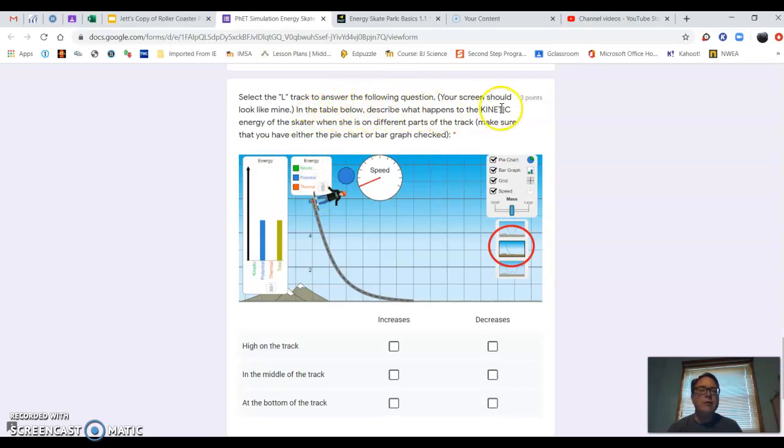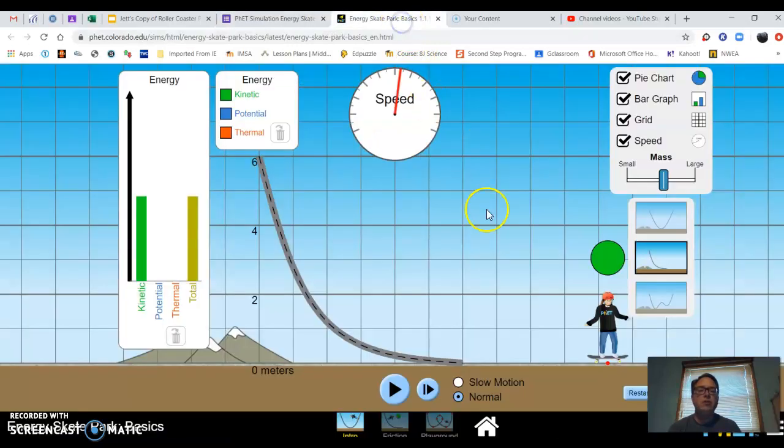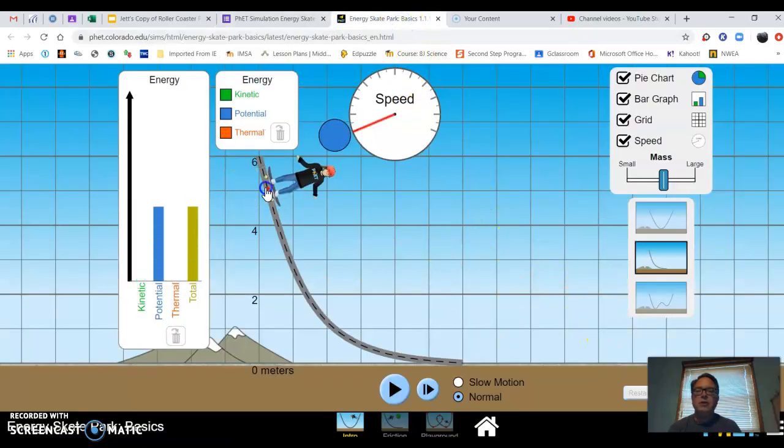This time we're looking at it with kinetic energy, so the green of the skater when she's at different parts of the track. Make sure that you have either the pie chart or the bar checked. So again, at the high part, at the middle of the track, and at the bottom of the track, what is going on with the kinetic energy? So we'll look at that again.